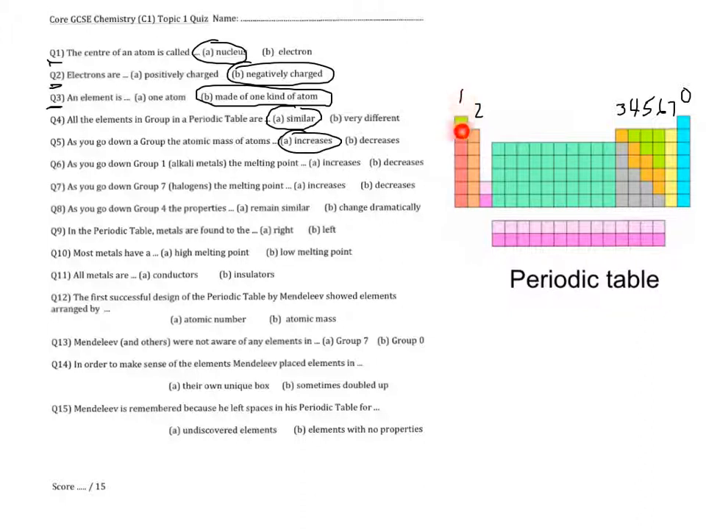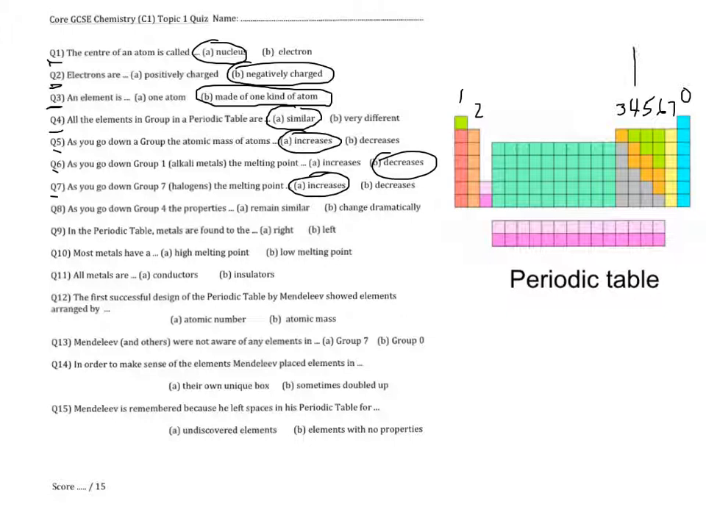As you go down group 1, alkali metals, then the melting point decreases. Group 7 is the opposite side of the periodic table and is non-metals, so the opposite property is true: group 7s will increase in their melting point.